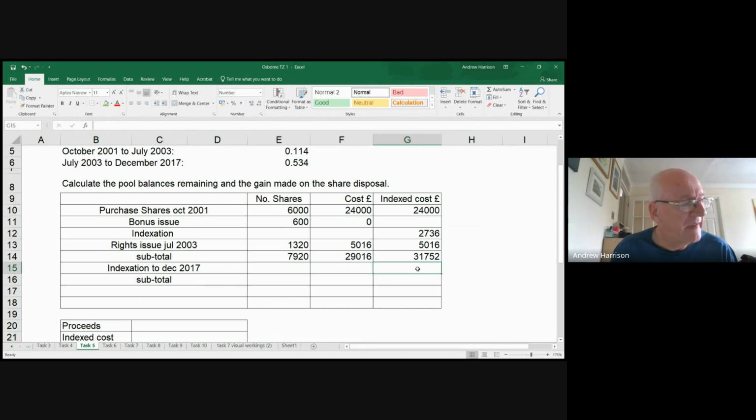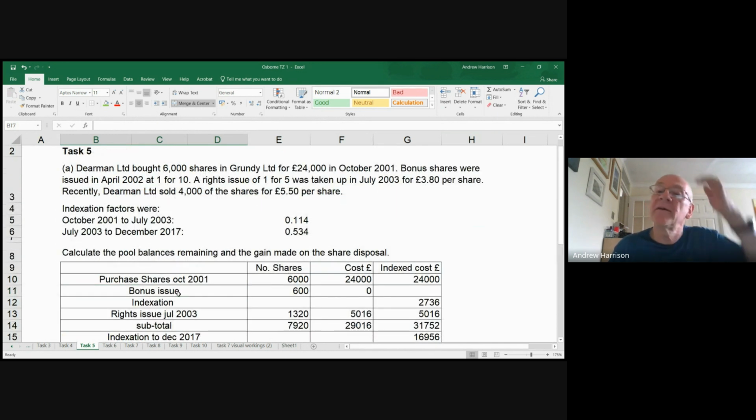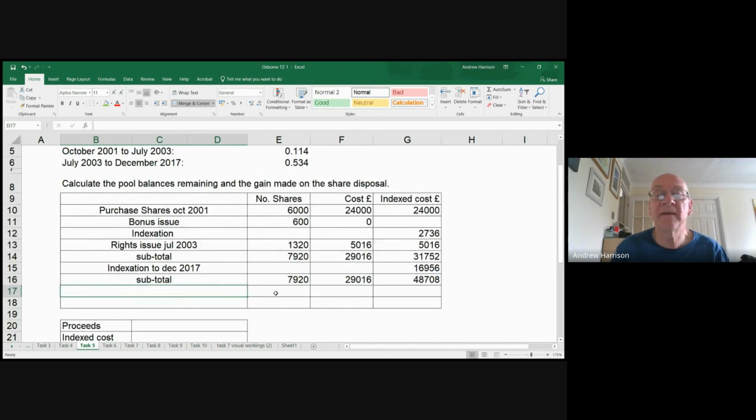So actually, if we put it here, 31,752 times the 0.534. And then perhaps do another subtotal, that will work nicely. And then we've got our disposal. Otherwise, there's no gain or anything to calculate. It's got to be a disposal in it. 4,000 shares, £5.50. So it doesn't need the minus symbol. It's not a disaster if you put it in.